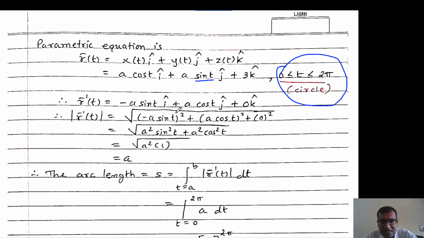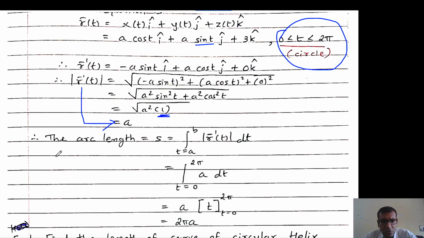Square root of minus a sin t whole square plus a cos t whole square plus 0 square. Okay, and that is a square sin square t plus a square cos square t. If you take a square common, in the brackets we have sin square t plus cos square t, right, and sin square t plus cos square t is 1, so we have missed one step here because it is obvious. So square root of a square is a, so mod r bar dash of t is a.